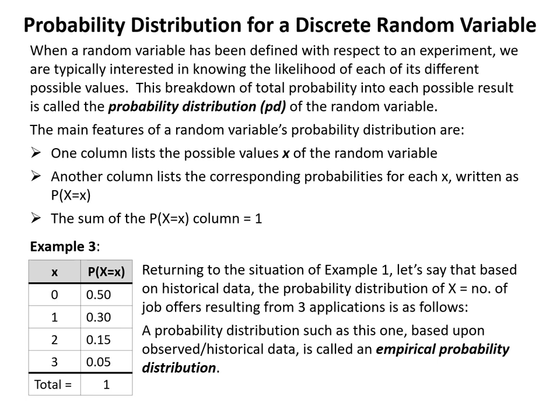You can see here that the probability of getting no job offers is 0.5, the probability of getting one offer is 0.3, the probability of getting two offers is 0.15, and finally the probability of getting 3 offers out of 3 is 0.05. That has to add up to 1, and we see that it does. A probability distribution such as this one, which is based upon observed or historical data, is called an empirical probability distribution.